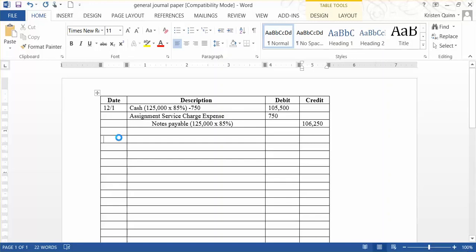We need a second journal entry on December 1st because we need to classify these specific accounts receivable as being assigned. We cannot use the money for anything else except to pay off that note payable. So we say our accounts receivable that have been assigned for $125,000, and it comes out of our normal accounts receivable pool here.